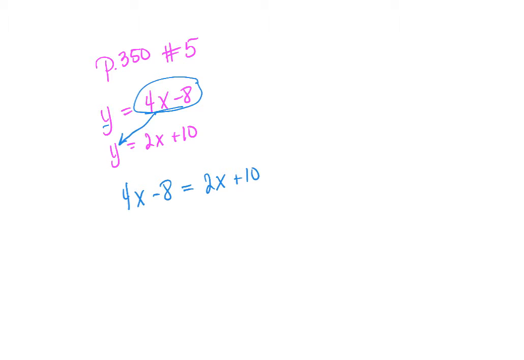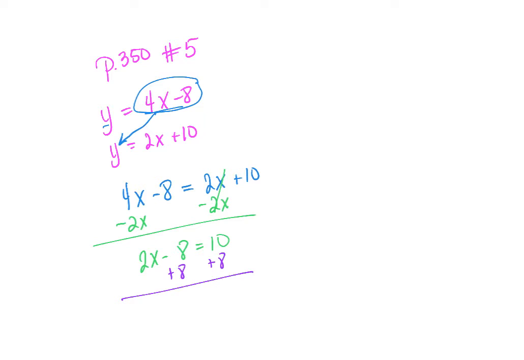And I'm just going to solve for x like I would, minus 2x. All right, I get 2x minus 8 equals 10. I'm going to add 8 to both sides, right? So I get 2x equals 18. And then I am going to divide by 2 to get my x.